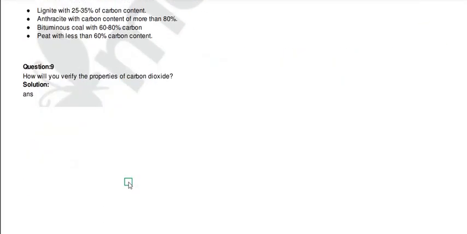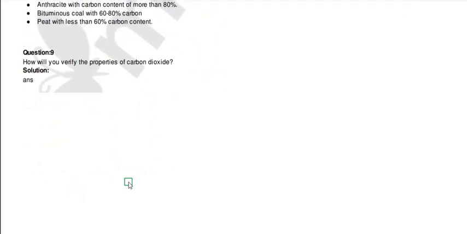Question 9. How will you verify the properties of carbon dioxide? Solution: A and B.